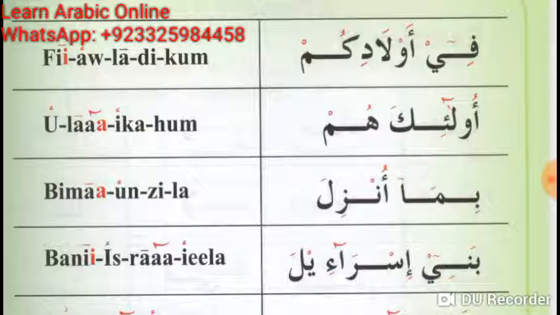Okay. Fa, kasra, small mada, ja sukun, alif, hamza, fata, waw sukun, lam, alif, fata, dal, kaf, dama, mim sukun. Fi awladikum. Okay. Fi awladikum.